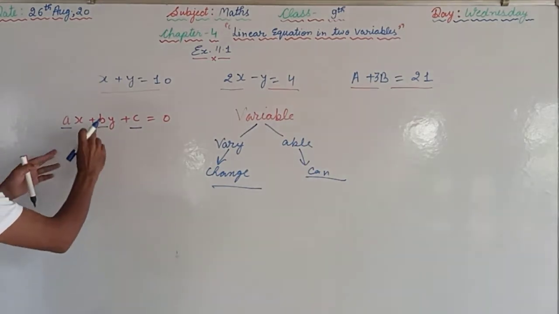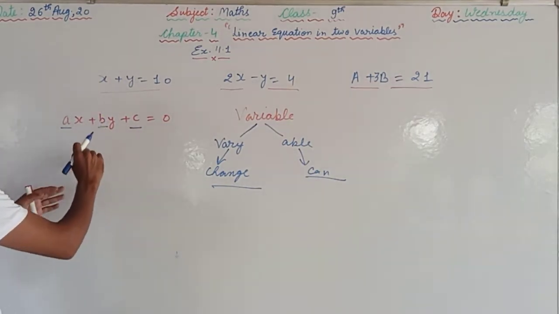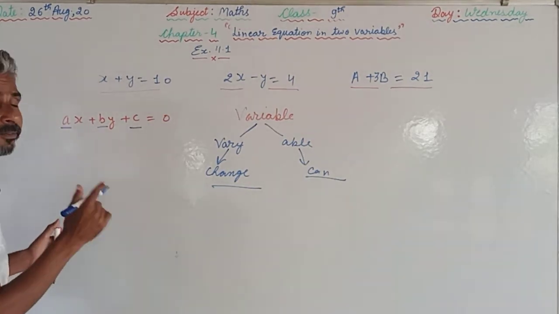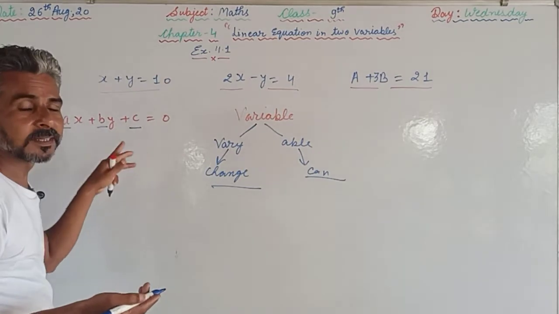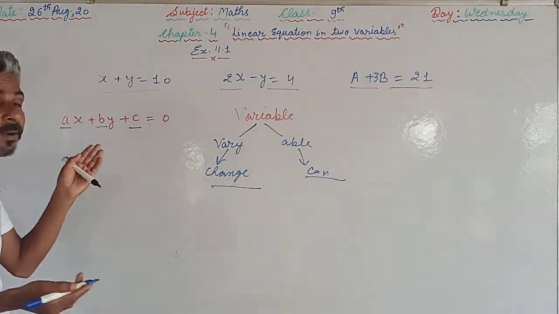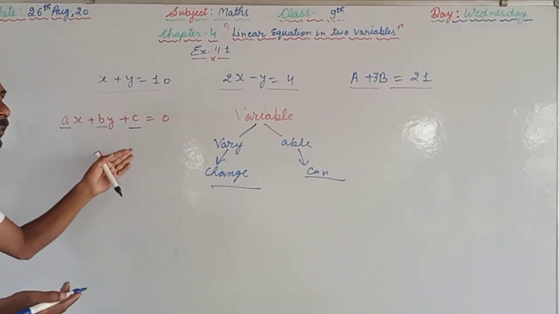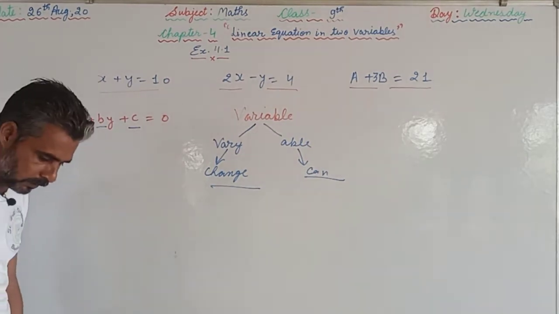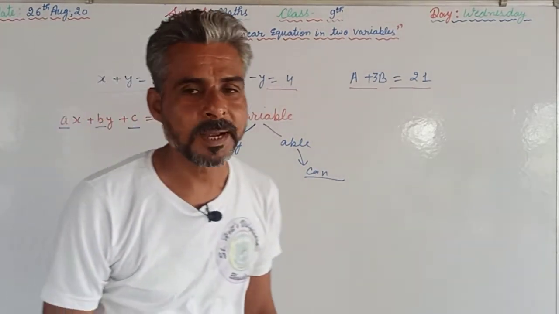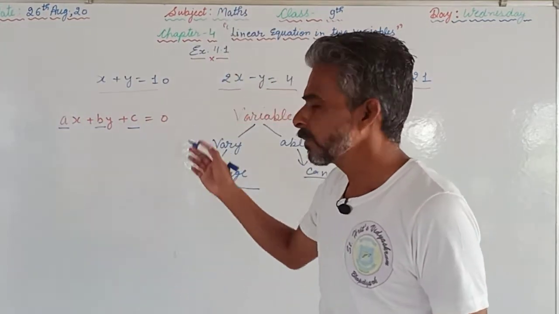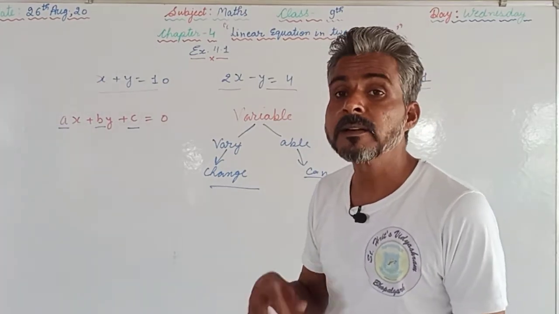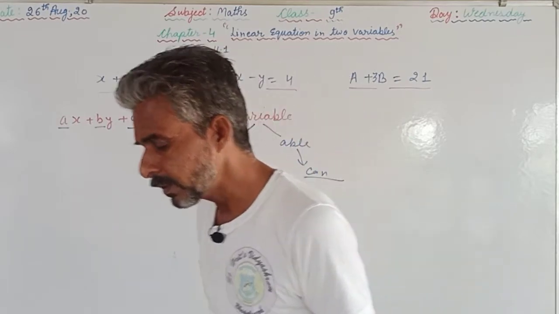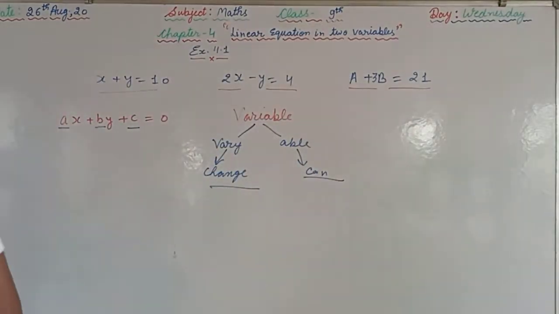If minus is there in place of b, there is minus b, so minus b will be the coefficient of y, and plus c is the constant term. It can be minus also. So if it is minus 8, so minus 8 is the constant term. So we should keep in mind the general form of the linear equations in two variables.